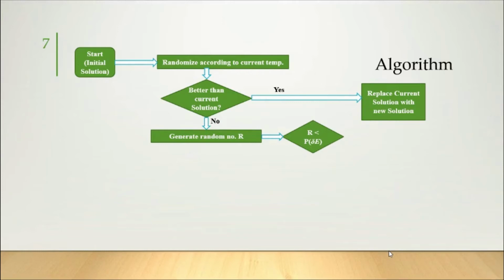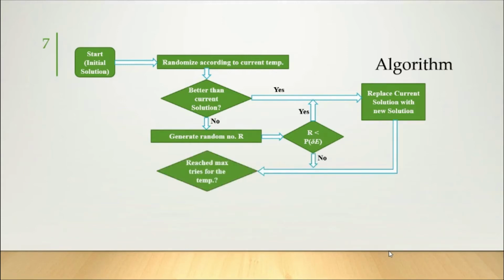So we generate a random number R, then we check whether R is less than the probability of delta E. If yes, that is, if R is less than this probability of delta E, then we replace the current solution with the new solution. That is, a worse solution is accepted here. And if no, that is, if the random number generated is not less than the probability of delta E, in that case we don't change the solution; it remains the previous solution itself.